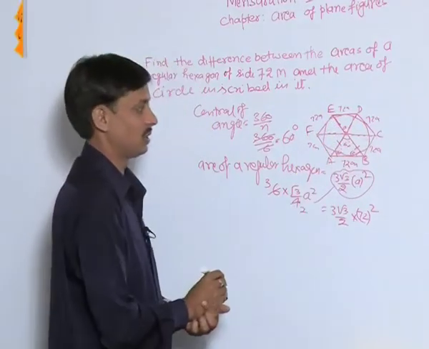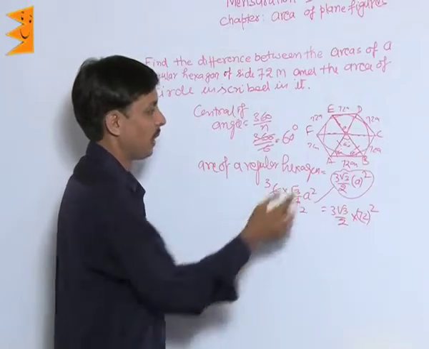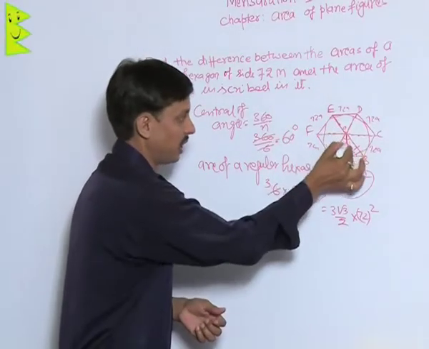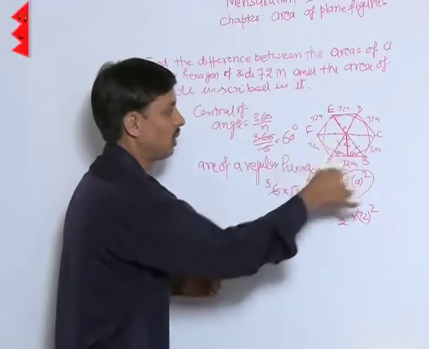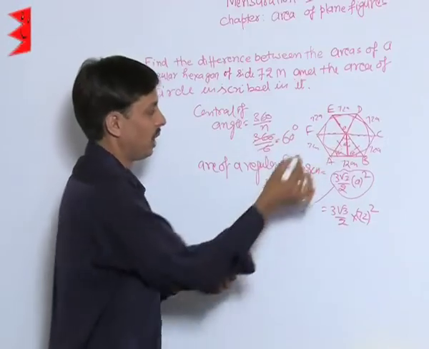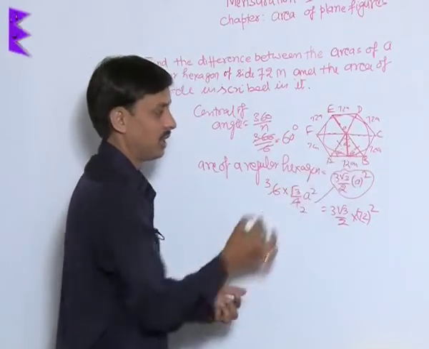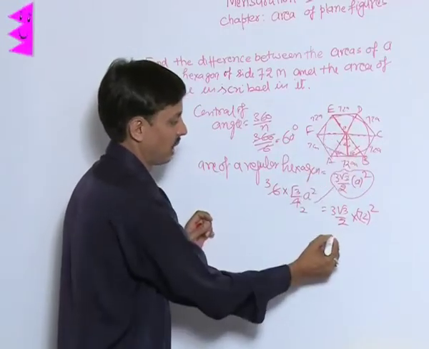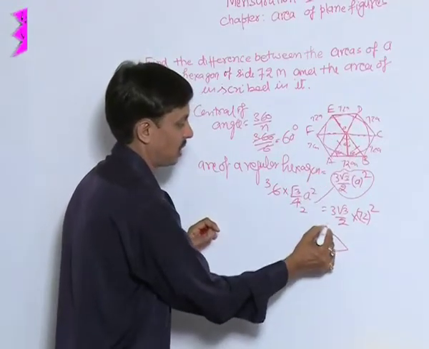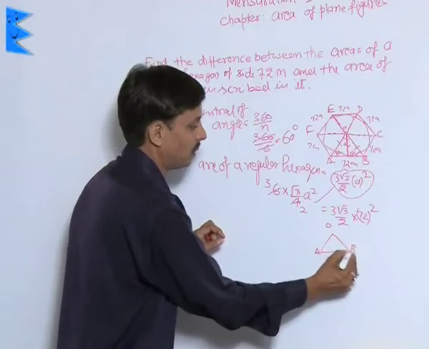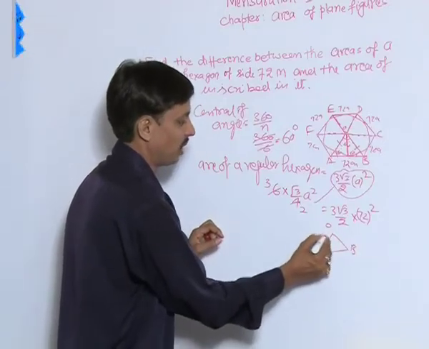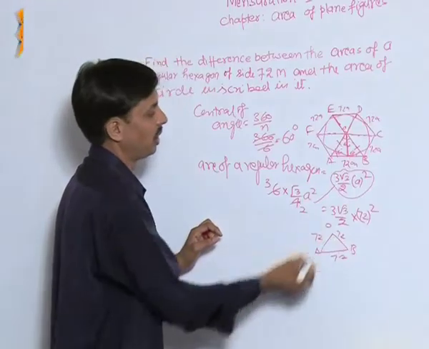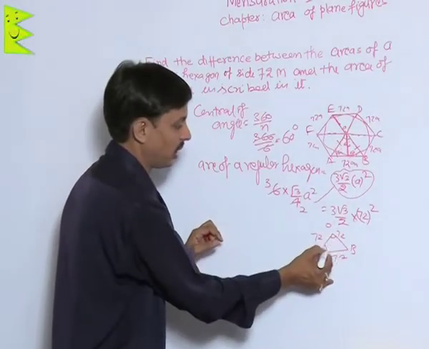So in this case, what can you say? This is the radius of the circle which is inscribed in it. In order to calculate this radius, if I pick this triangle OAB separately from this hexagon, this side is 72, this is 72, this is 72, and each angle is 60.